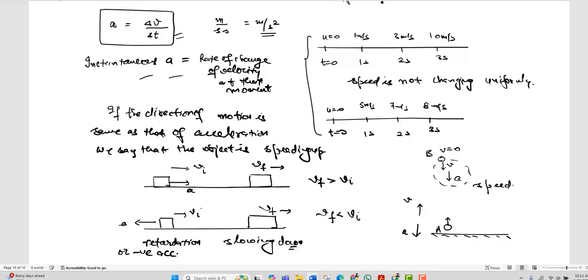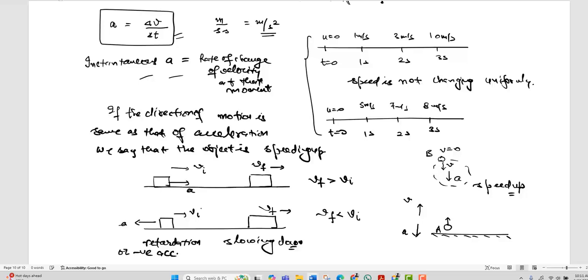Always remember that when the velocity and acceleration both are in the same direction, you will say that they are accelerating, the speed is increasing. And when they are in the opposite direction, it means there is a negative acceleration, or you can say de-acceleration, so the speed will decrease, right?